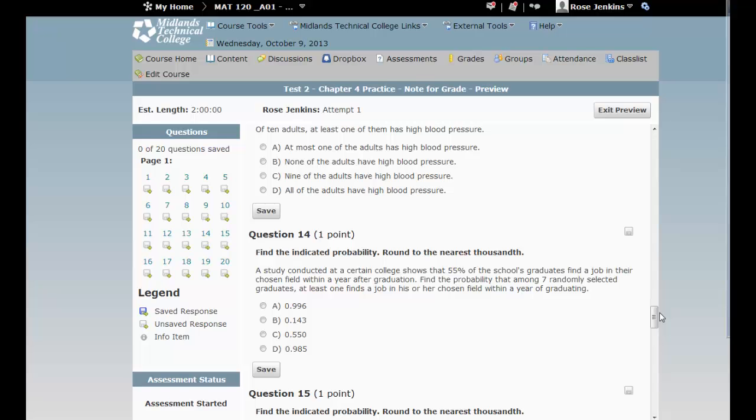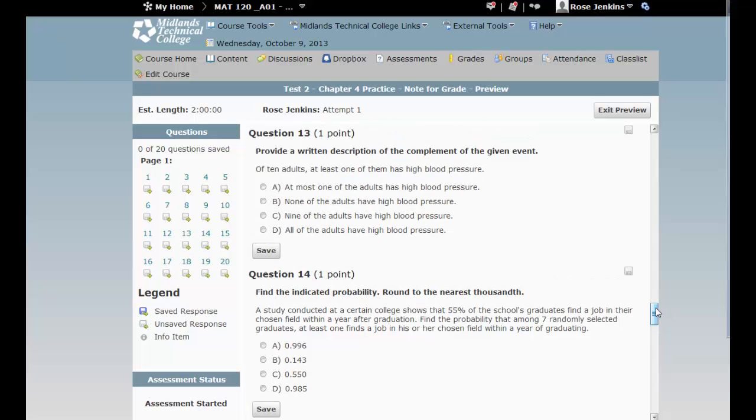All right, of 10 adults, at least one of them has high blood pressure. What's the question here? Provide a written description of the complement of the given event. So what would the complement of this be? 9? Which choice is that? None. It'd be B, right? None of the adults have high blood pressure. At least one includes 1, 2, 3, 4, 5, 6, 7, 8, 9, 10. This is the at least one.